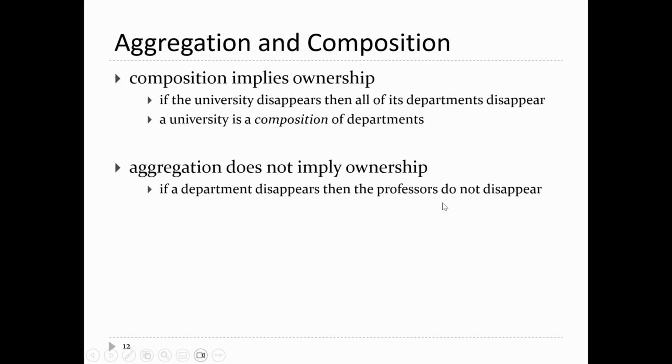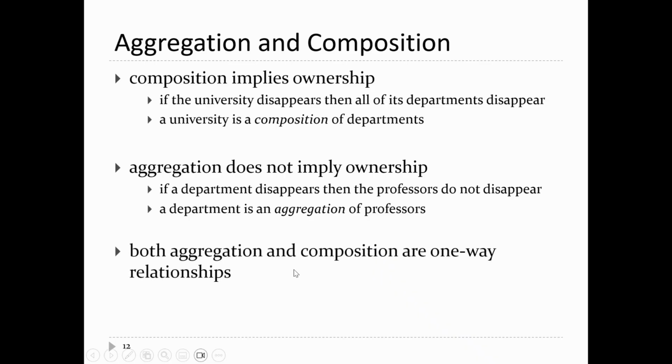Right? And so for example, if the School of Computing were to disappear tomorrow for whatever reason, it's almost certainly the case that the professors in the department get dispersed to other departments. Right? And so the departments don't own the professors. So we might say that a department is an aggregation of professors.